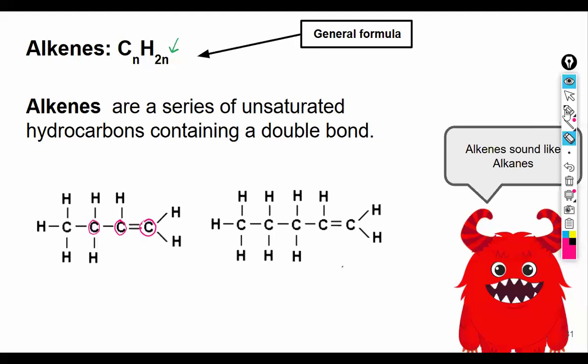Alkenes end with -ene, obviously. If it has 1, 2, 3, 4 carbons, its name is butene. If it has 1, 2, 3, 4, 5, its name will be pentene. Oh, there's a little problem though. I'm not saying it wrong. Butene and pentene are actually correct.